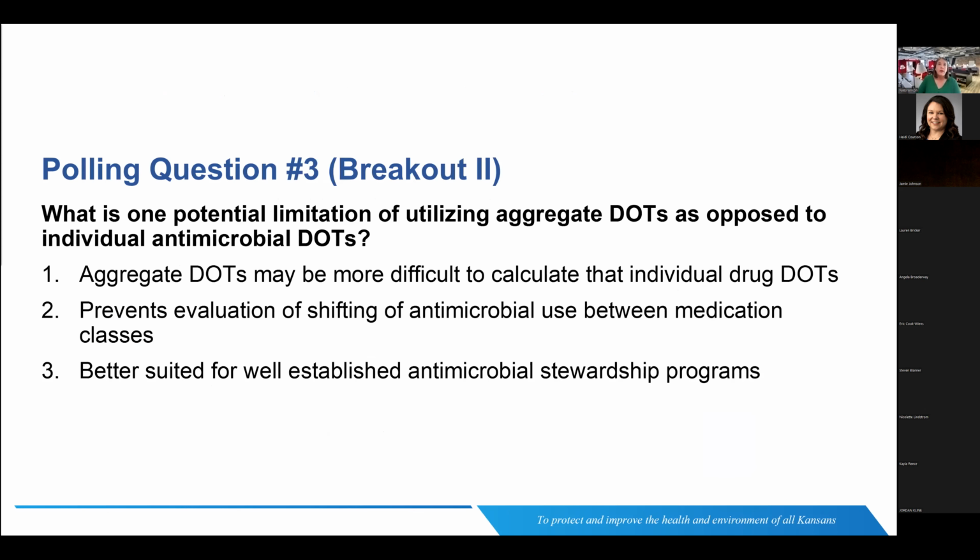Okay, so we have polling question number 3. If you are still with me, I'm interested to know what is one potential limitation of utilizing aggregate DOTs as opposed to individual antimicrobial level DOTs. Option 1: aggregate DOTs are difficult to calculate. Option 2: prevents evaluation of shifting of antimicrobial use between medication classes. Or option 3: is better suited for well-established stewardship programs instead of those that are newer.